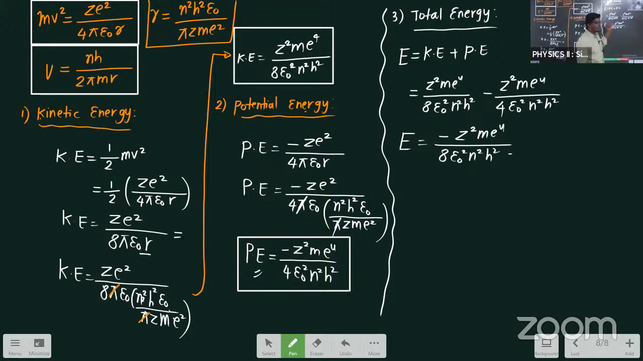So what is the final expression for total energy? Energy is given as minus Z squared m e to the power 4 divided by 8 epsilon naught squared n squared h squared. So this is the final expression for the total energy of an electron.